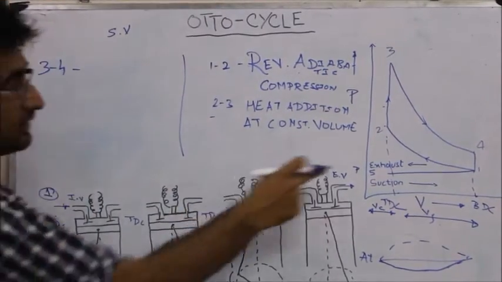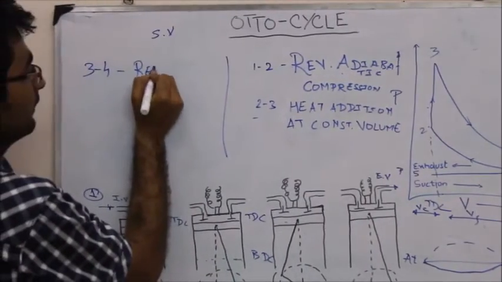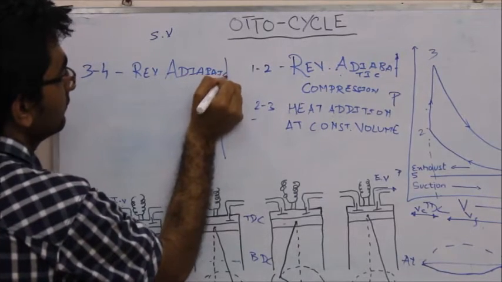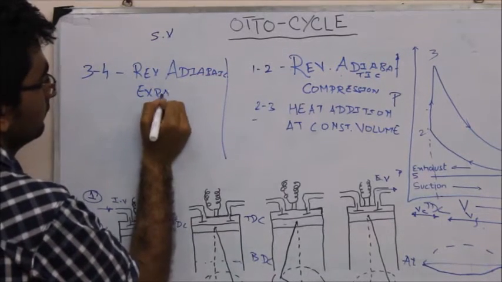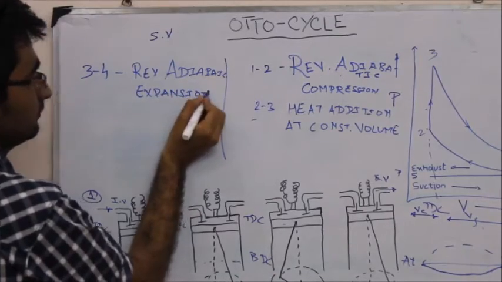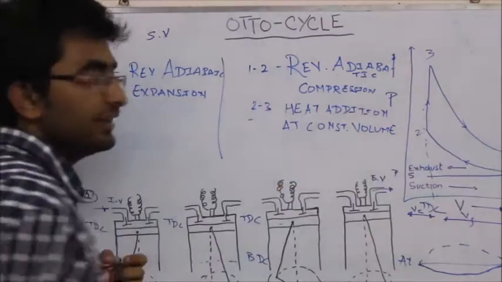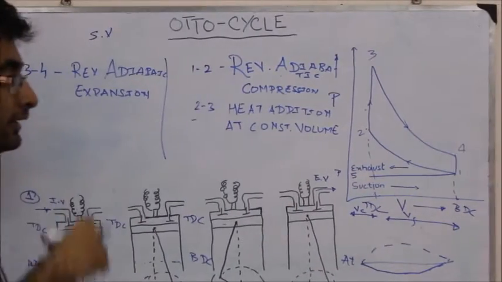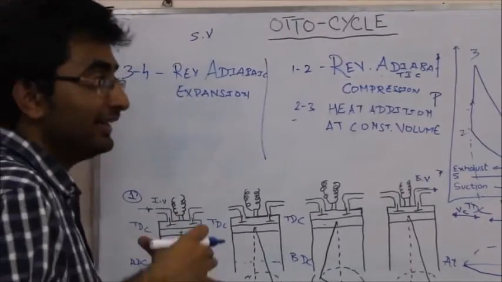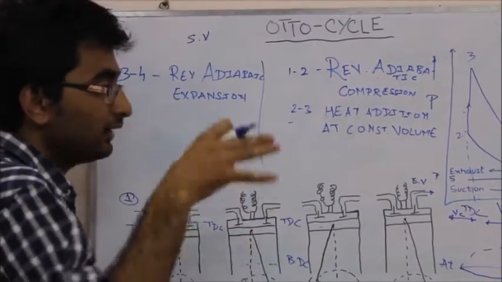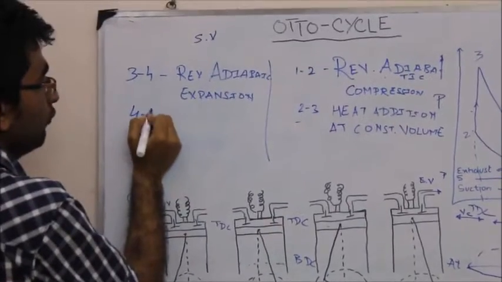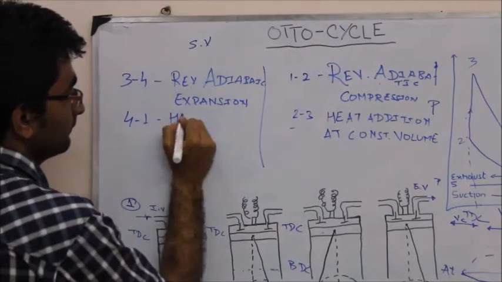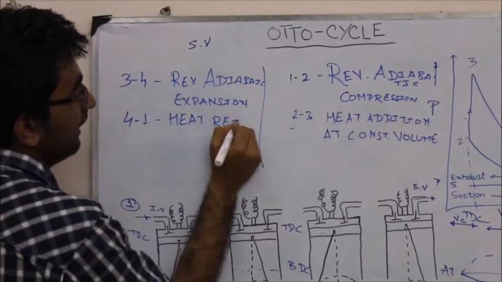3 to 4 is reversible adiabatic expansion. So, during this process, expansion occurs. Now, during 4 to 1, the air which is actually heated gives off the heat at constant volume. So, process 4 to 1 is heat rejection. Heat rejection at constant volume.